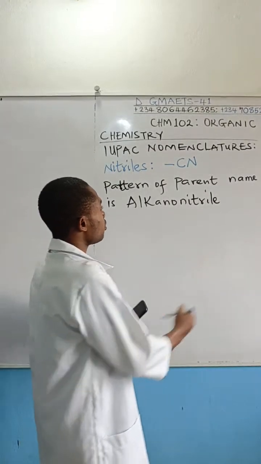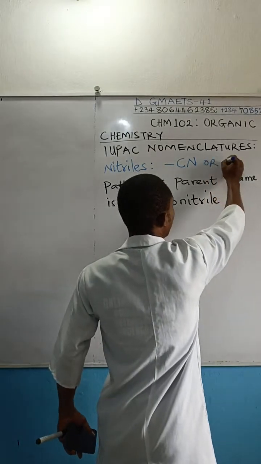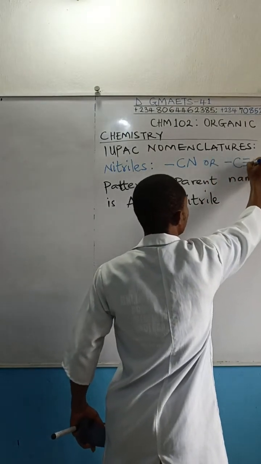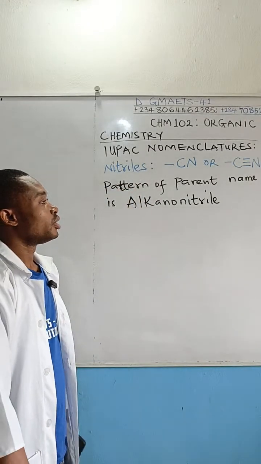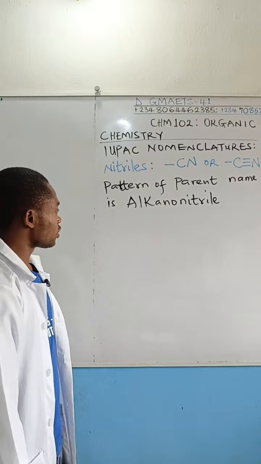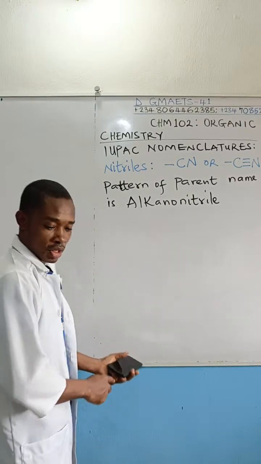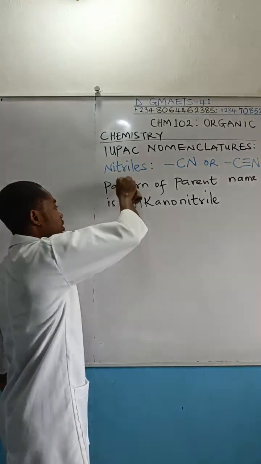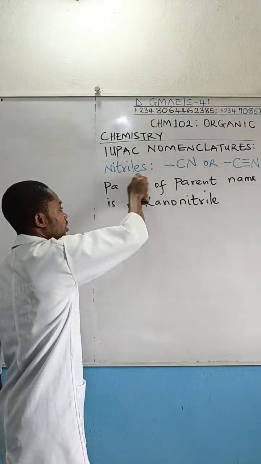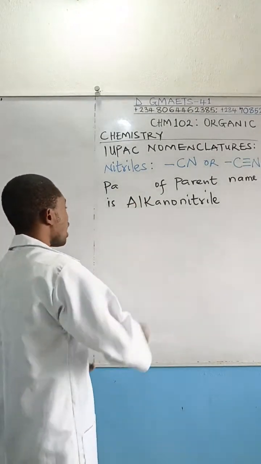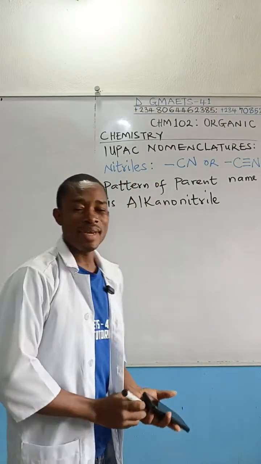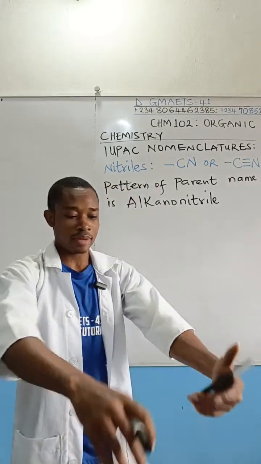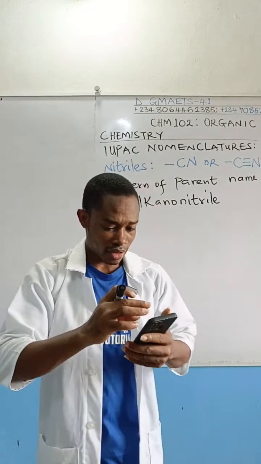This functional group, let me still expand it, is something like this. That nitrogen has a triple bond to that carbon, so you want to take note of that. Now, I've told you the pattern of the parent name: alkanonitrile. So one can have methanonitrile, ethanonitrile, butanonitrile, and the rest of them.